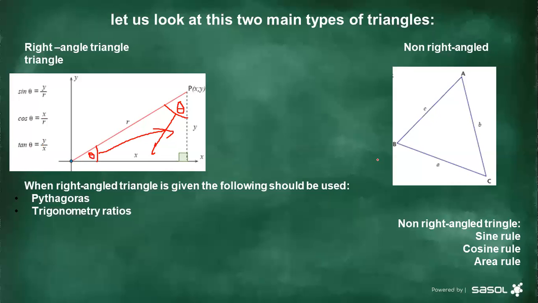And then when you have a non-right angle triangle, any triangle which does not have 90 degrees, we use the sine rule, the cosine rule, and calculating the area of a triangle. Then I will be explaining how you calculate the area of a triangle, when to use the sine rule, and when to use the cosine rule. I think today's lesson is going to emphasize that point because it's very, very important.